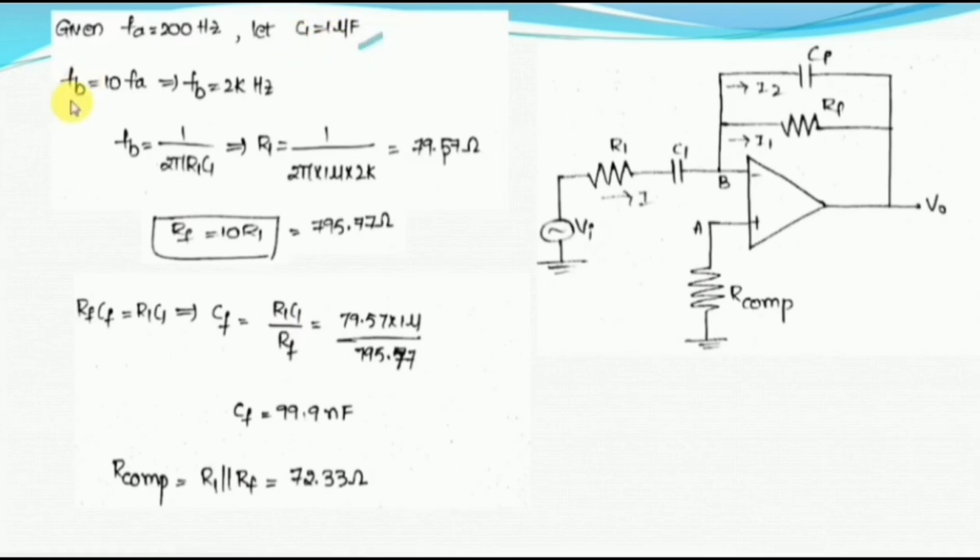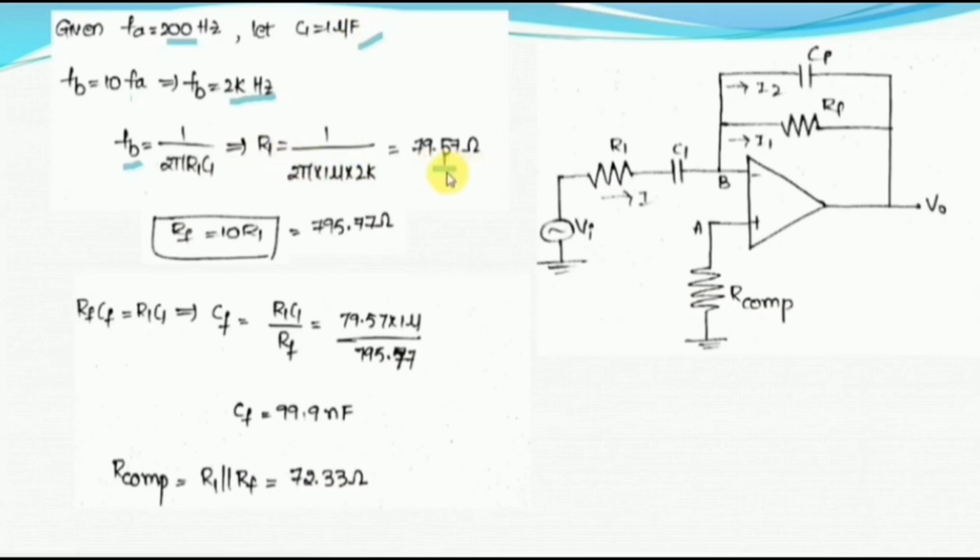What is the third condition? We know that the third condition is FB is equal to 10 times FA. We know the value of FA as 200 Hz. Simply substitute here, and we obtain FB as 2 kilohertz. Now the fourth step: we know the relation that RF is equal to 10 times R1. Here we have to find out the value of R1. We know that the FB value is 1 by 2 pi R1 C1. Here we assume C1 as 1 microfarad. Now consider the R1 value as 1 by 2 pi FB C1. We know the FB value as 2 kHz and C1 as 1 microfarad. Simply substitute here, and we obtain the R1 value as 79.57 ohms.